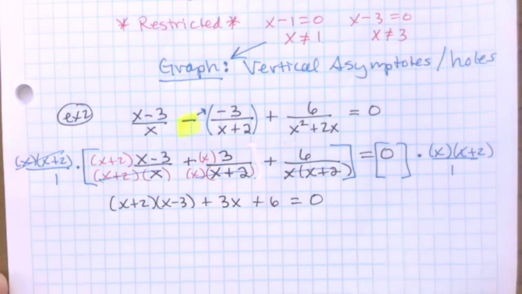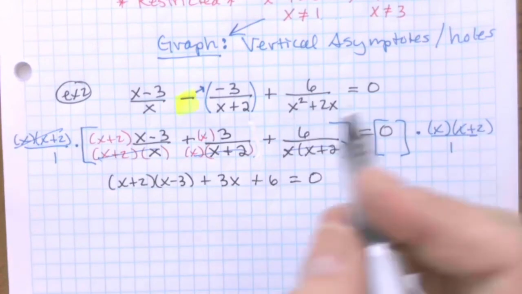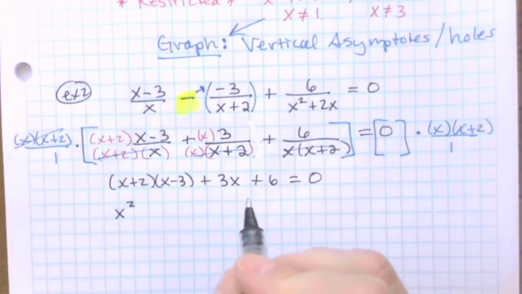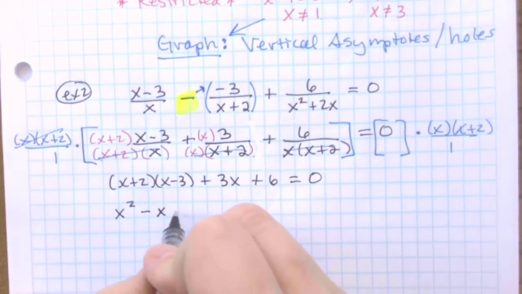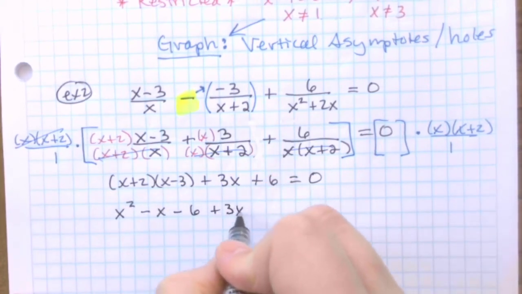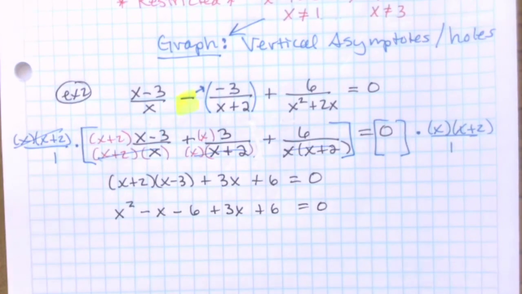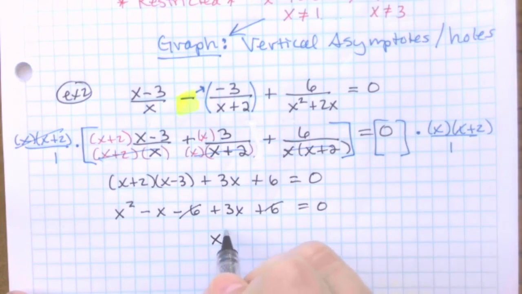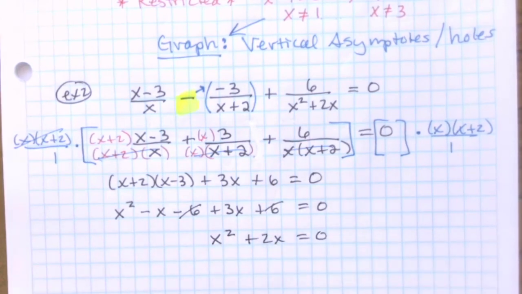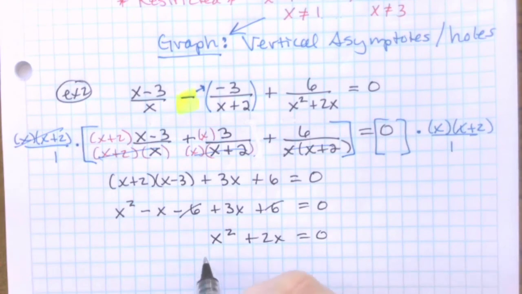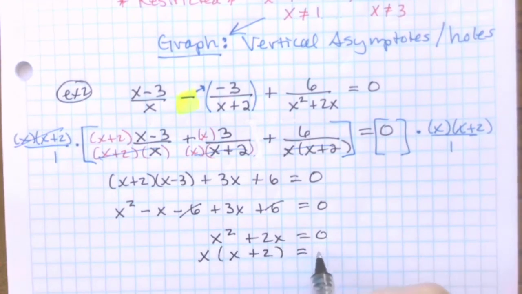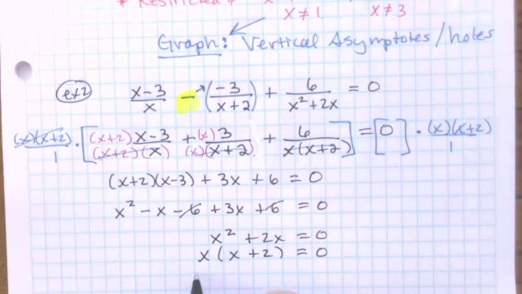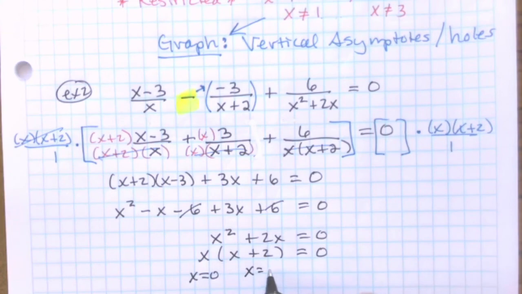Okay, so let's finish this out. Multiply those together. So x squared, and I'm going to take a little shortcut here, minus x minus 6 plus 3x plus 6. Simplify. The 6's add up to 0, so we actually get x squared plus 2x equals 0. It is a quadratic, but it does factor. x and x plus 2. So what we get is this one set equal to 0, this one set equal to 0. So we get 0 and negative 2 as our values.